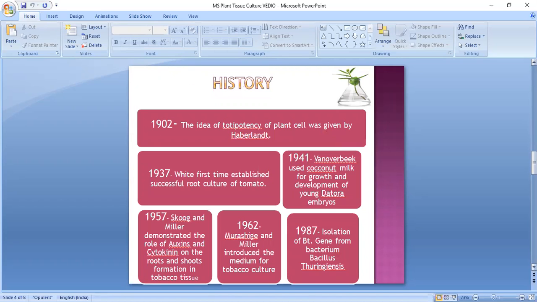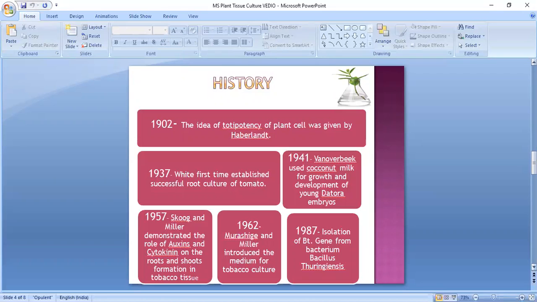Let's move to the history. History covers the establishment of plant tissue culture. In 1902, the idea of totipotency of plant cells was given by Haberlandt. Totipotency means the capacity of cells to grow in the media.